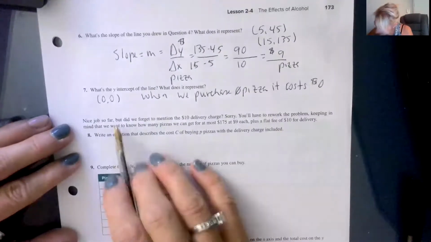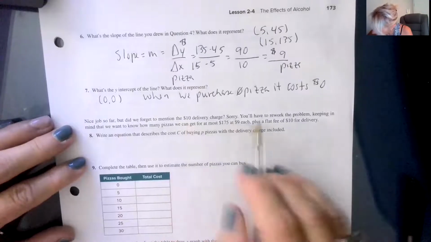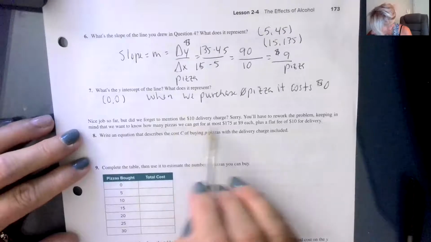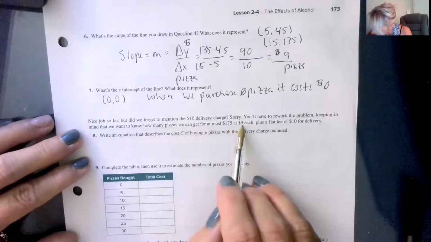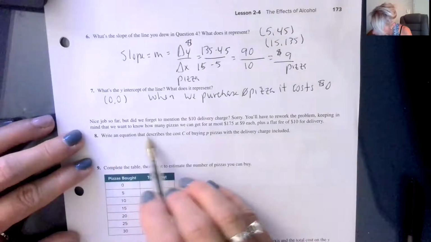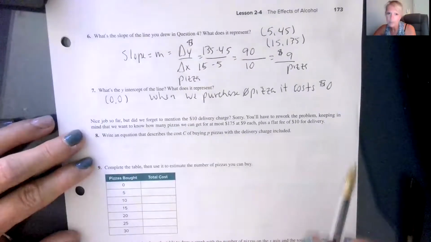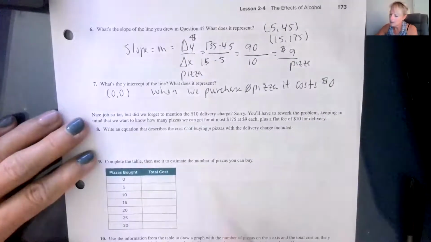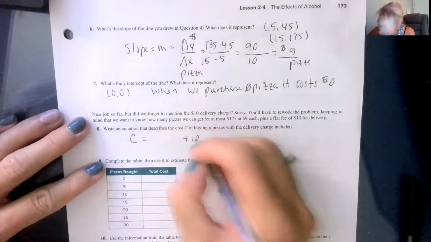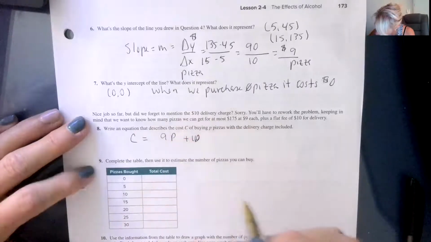Okay, it says, nice job so far, but did we forget to mention, oops, there's a $10 delivery charge. Sorry, you'll have to rework the problem, keeping in mind that we want to know how many pizzas we can get for at most $175 at $9 each, plus a flat fee of $10 for delivery. Write an equation that describes the cost C of buying P pizzas with the delivery charge included. So our cost is we have to add $10 off to the side for the delivery, and then $9 for pizzas, right?